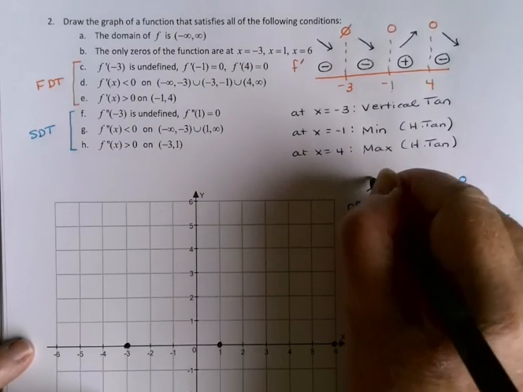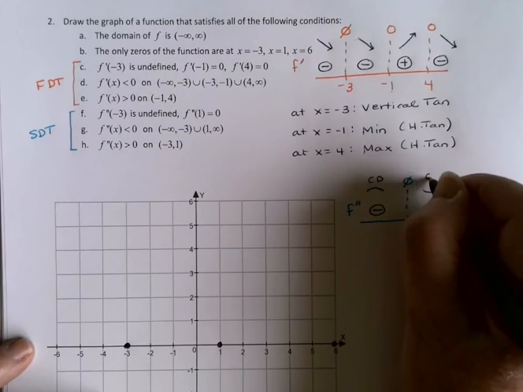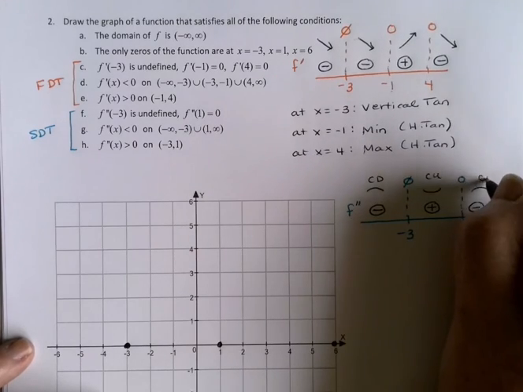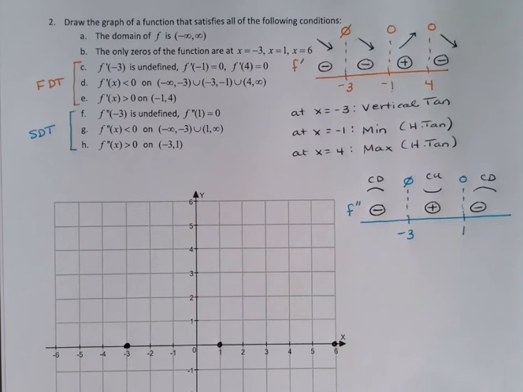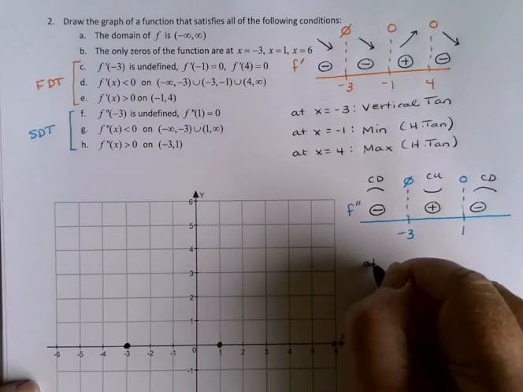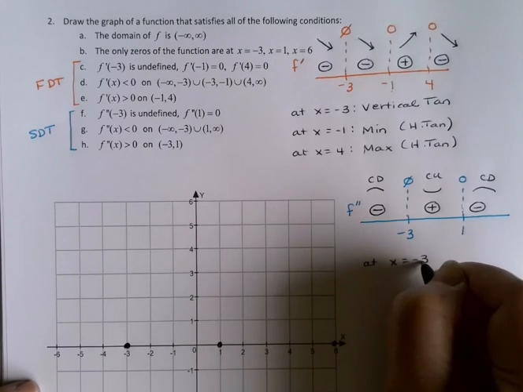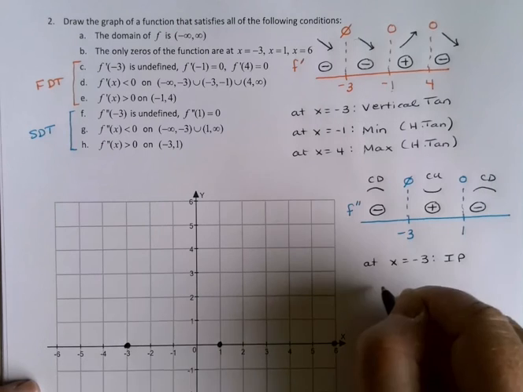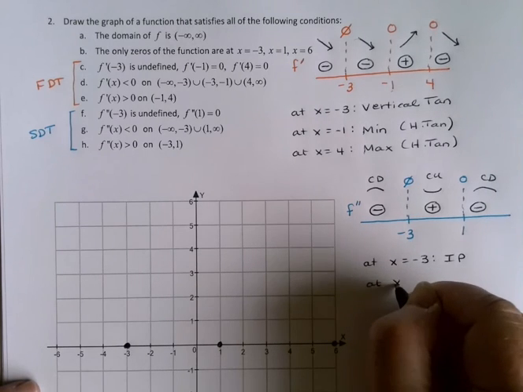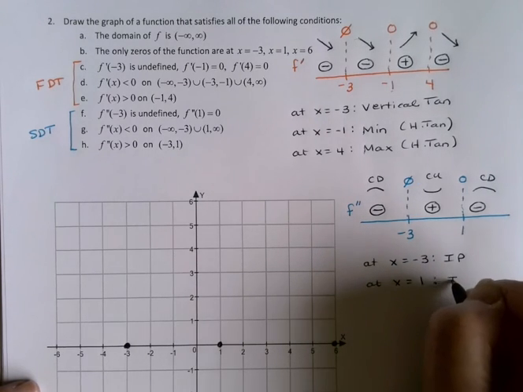So we have concave down, concave up, concave down. We do get a change in concavity at both of those points, so they're both inflection points. At x equals negative 3, we have an inflection point. And at x equals 1, we have an inflection point.